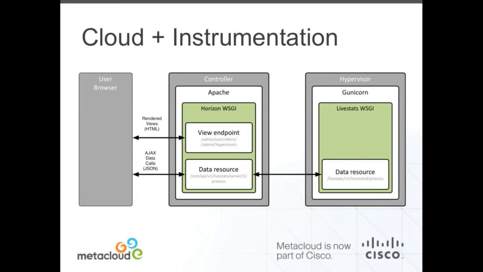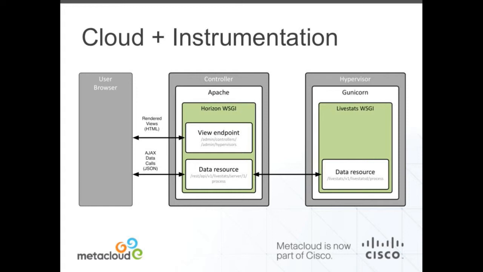This is a more detailed view of how we implement this. On the back end, if you look at the hypervisor on the far right, we run LiveStats as a WSGI process within Gunicorn, and we have URLs as a RESTful API that you can access to pull various bits of information about the server.